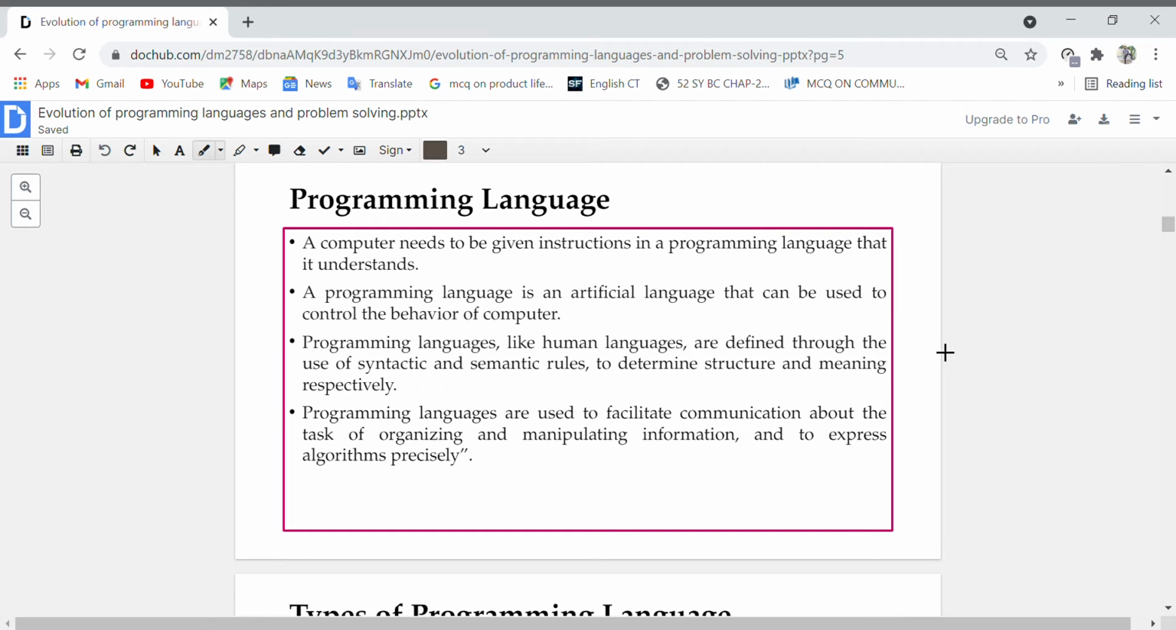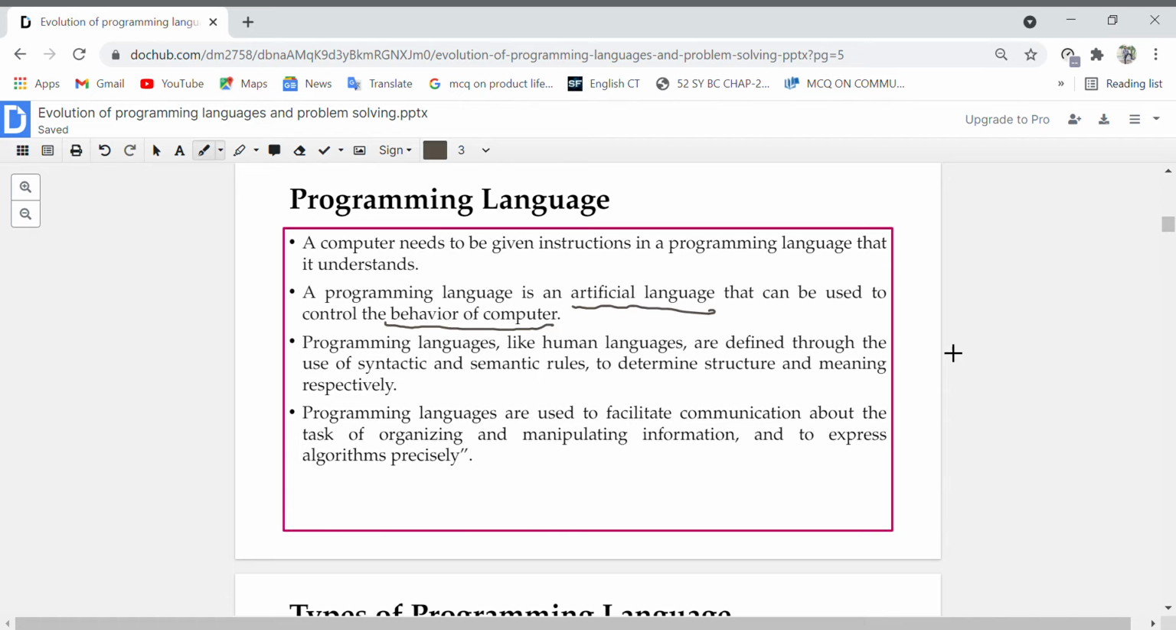So basically, can anyone tell me what is a programming language? As we know that we need instructions from our elders to move ahead or from any of our inspiration. The computer needs instructions, computer programs, or in short, we can call them codes, to control them. The computer program is also called an artificial language. This is the main keyword, artificial language, that is used to control the behavior of the computer.